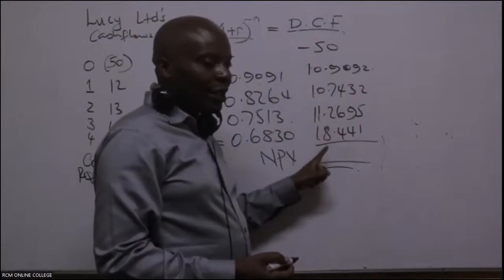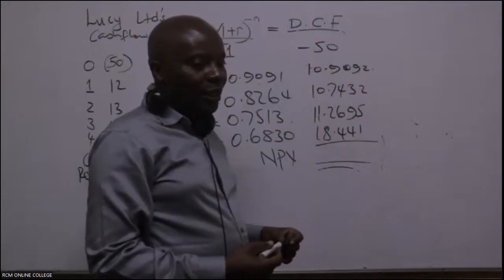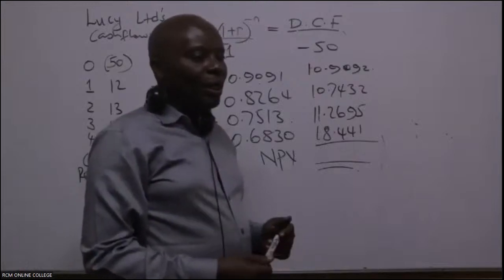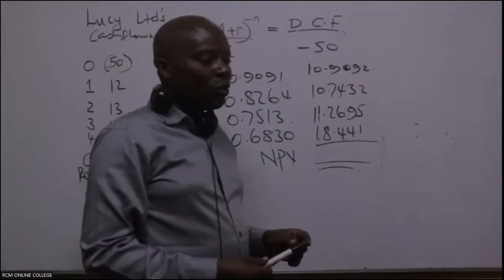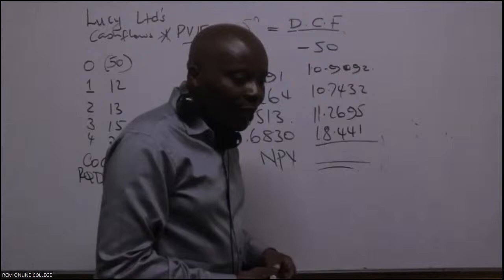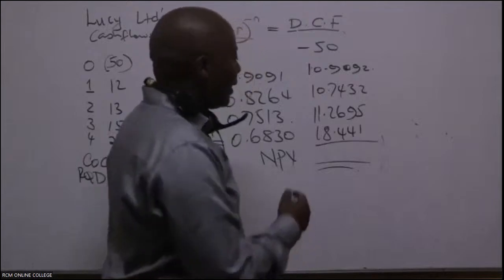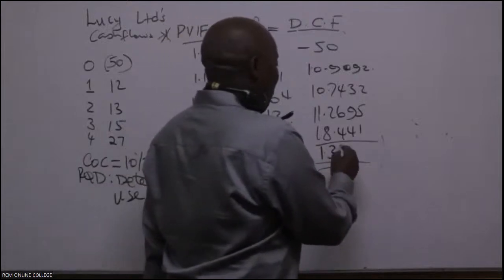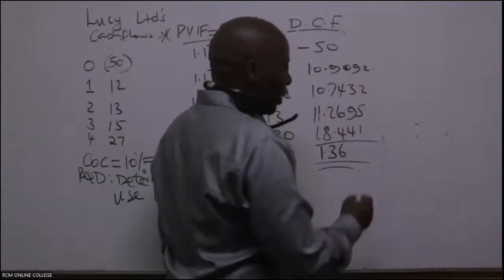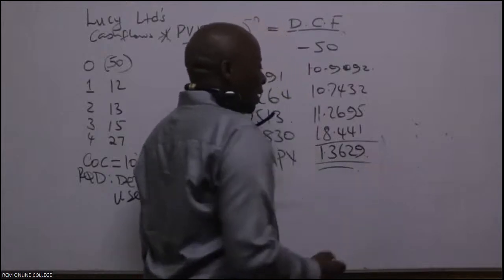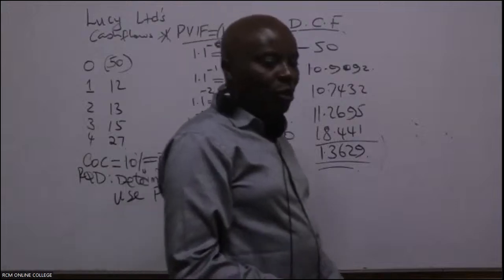What figure are we getting here? Somebody talk to me. So according to Eunice and Lucy Allen, the net present value is 1.3629. Thank you so much.